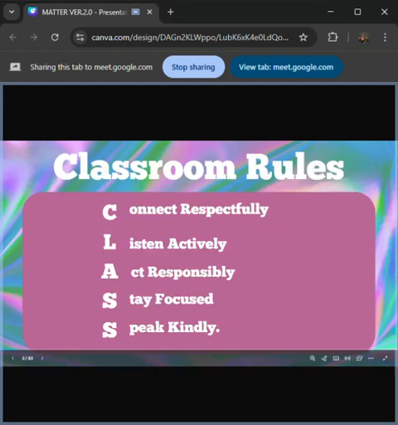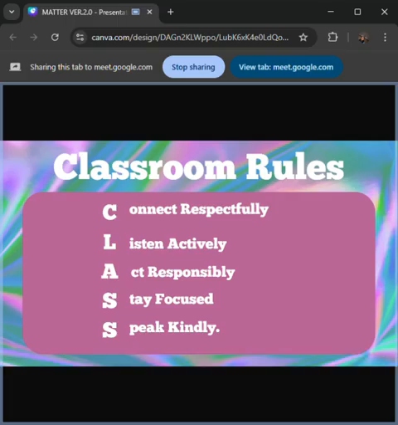Next slide, please. Okay. So yes, our classroom rules consist of CLASS, which means C for connect respectfully. So first up, it means that in sharing ideas and also asking questions or even disagreeing, we do it with respect to each other's thoughts and feelings, and everyone should value everyone's perspective in class.